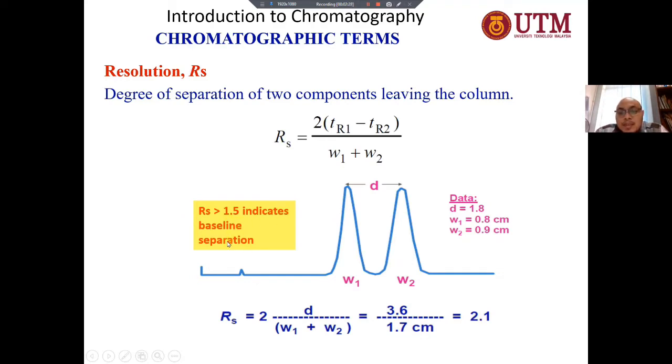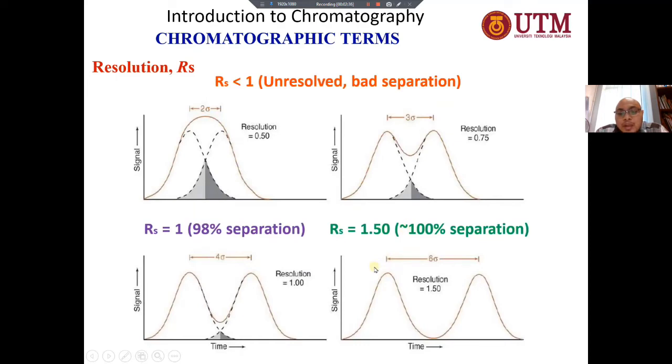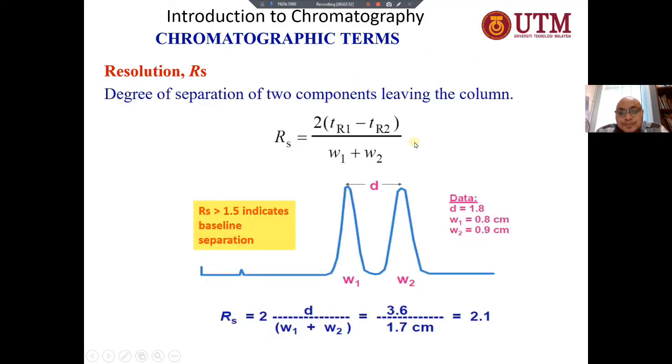What does it mean by baseline separation? It means that the peaks are totally separated and you get the baseline. Okay, if, for example, you don't have a very good separation, you don't have the baseline separation, the example is like this, where the peak never gets down to the baseline. Same goes for this chromatogram and this chromatogram.